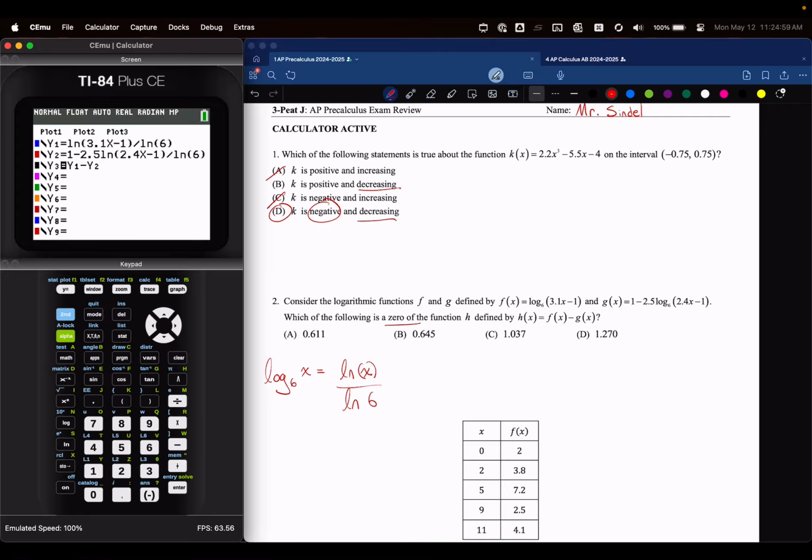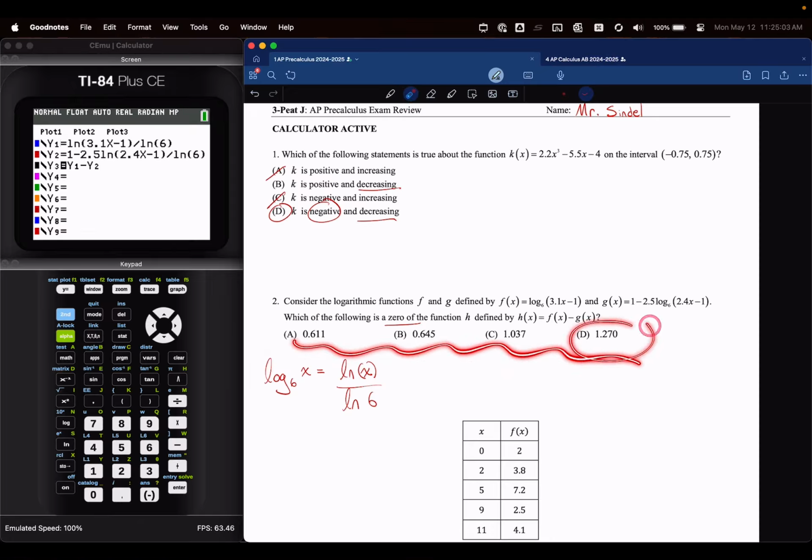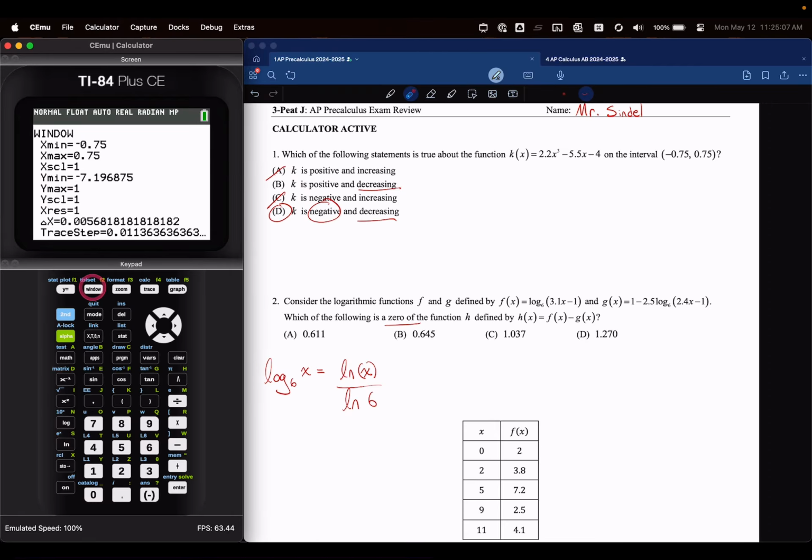What is my window now? Well, I'm looking at all the multiple choice answers, and all of these numbers are less than 2. So if I just come up here and I go to my window, and I'm going to clear this and put a 0, I'm going to come down here and say these all go to 2, and I'm going to hit zoom 0 to zoom to fit. Let's see what we have. Go, calculator, go. There it is, and we're looking for a 0.